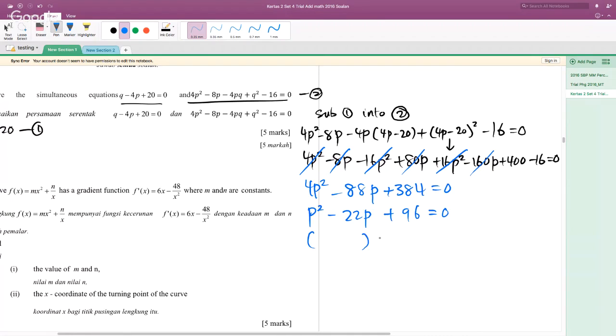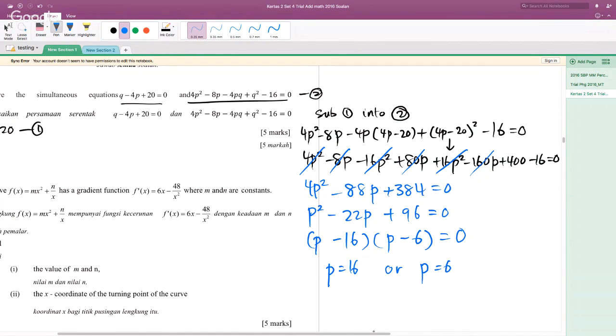I will just factorize this one. 96, what numbers should we use? Maybe 12? Okay, 12 is not good enough. 16 and 6. Yes, 16 and 6 will be good. This one will be p, and both will be negative. So I will get p equals 16 or p equals 6.